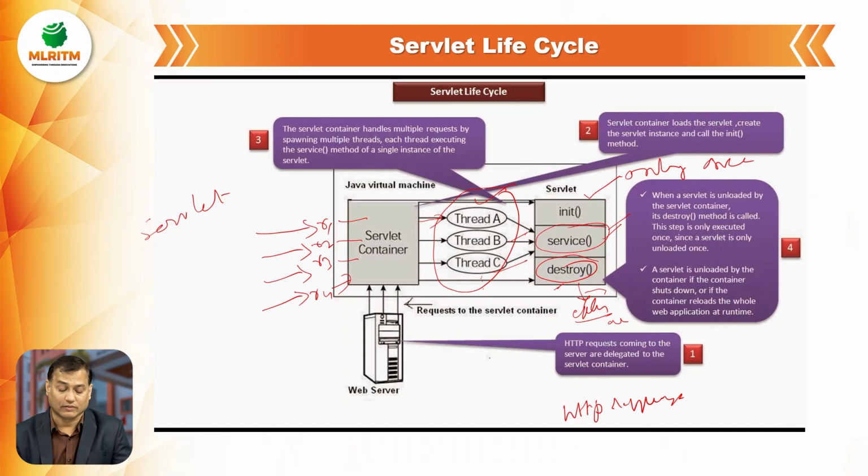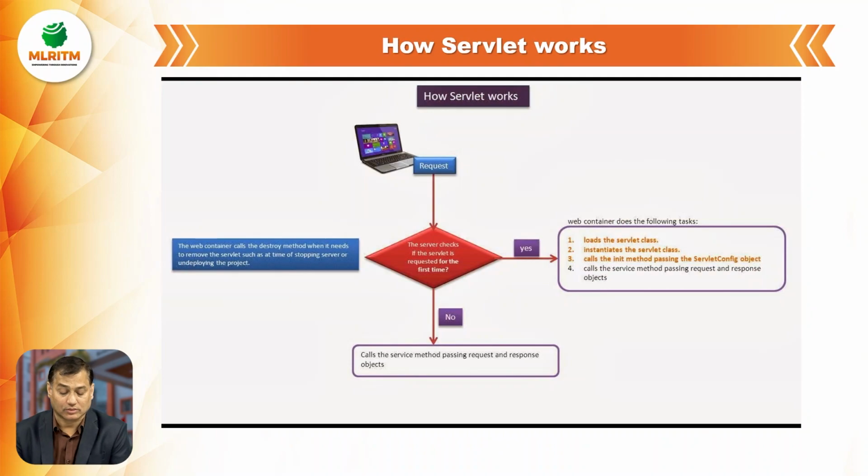So this is how the servlet lifecycle works. If another request comes for another servlet, it will follow all the 5 steps in order to execute that particular servlet. If the same servlet is going to be executed again, it will follow only the 3 steps: the init method, the service method, and the destroy method. So let us see how a servlet works.